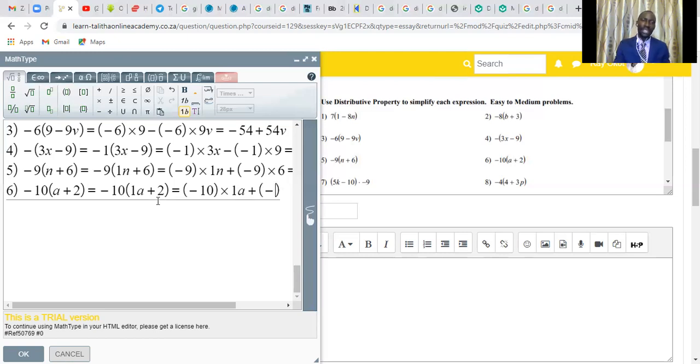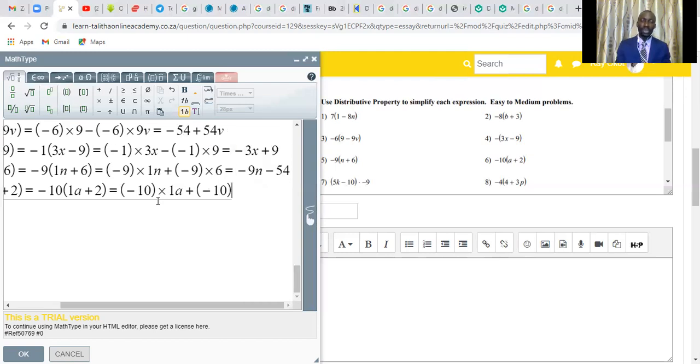Having -10 being distributed onto a 2. That is now simplification. When we multiply -10 by 1, it stays as -10. As I indicated earlier on, a negative or a positive quantity times 1 stays the way it is. So we will be having -10.